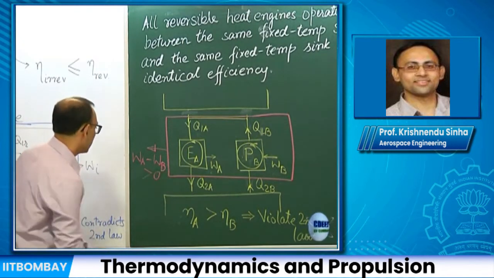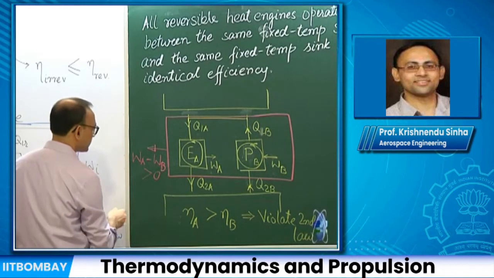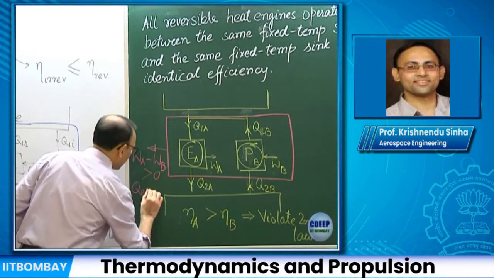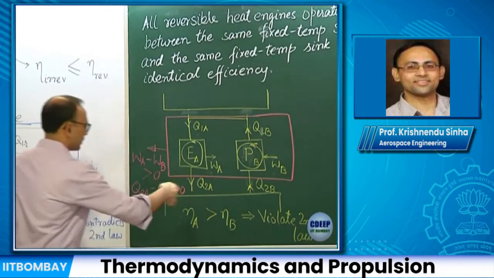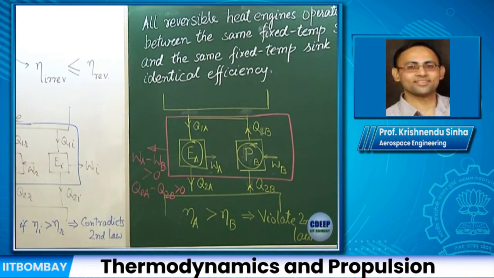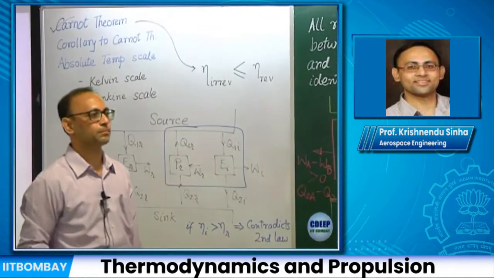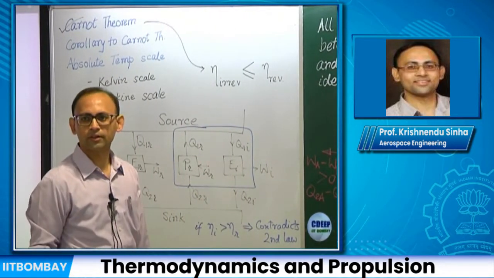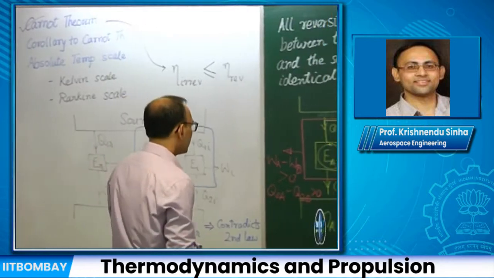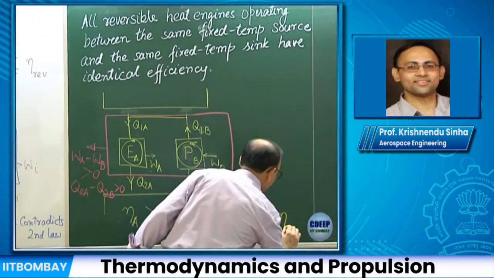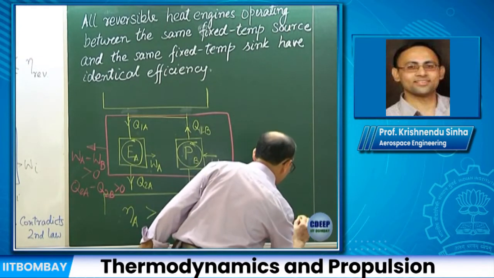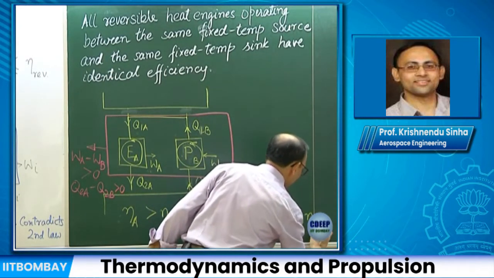So the heat taken up is Q2A minus Q2B. That's also positive. You can show that with these arguments, and we did that for ER and EI last time. I'm just using the same thing for A and B. Fair enough, right? So this essentially gives us that eta A should be less than or equal to eta B.